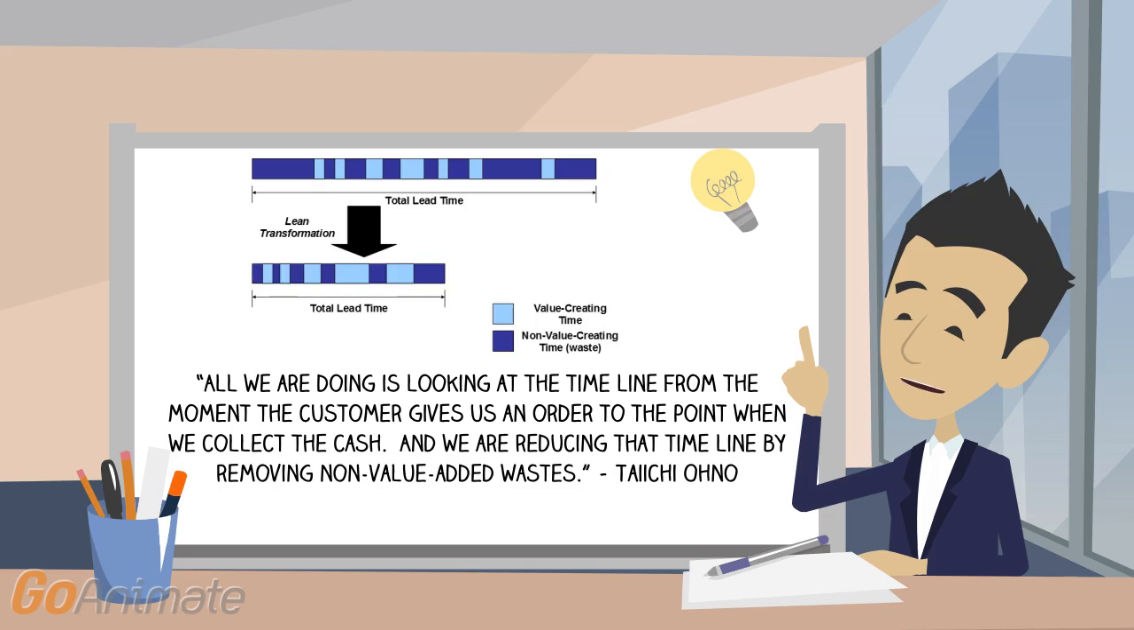Taiichi Ohno described the Toyota production system this way. All we are doing is looking at the timeline from the moment the customer gives us an order to the point at which we collect the cash, and we are reducing that timeline by removing non-value added wastes.